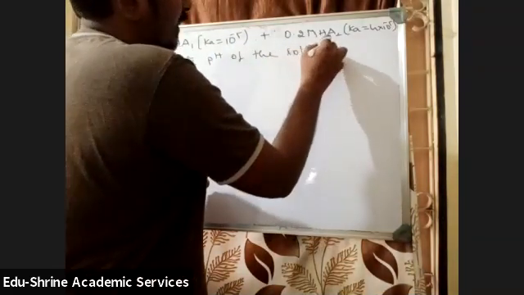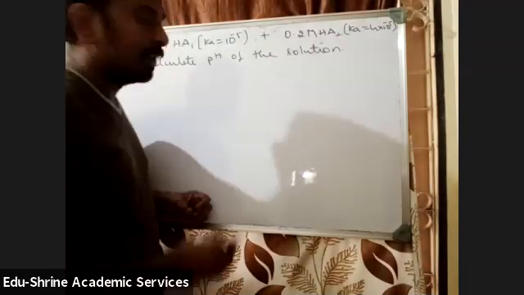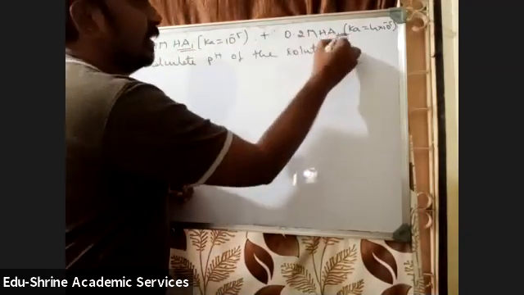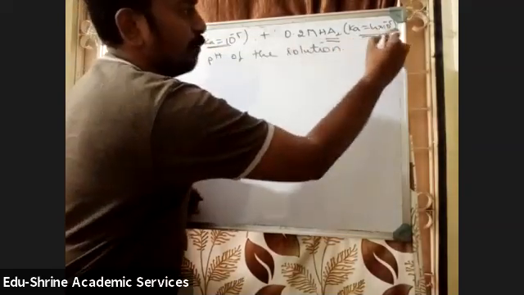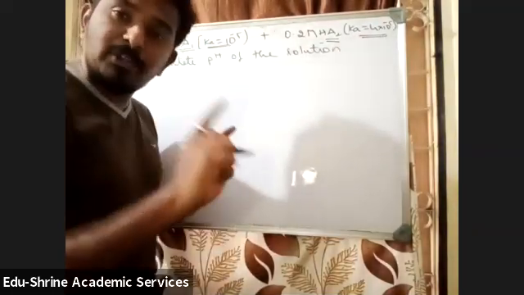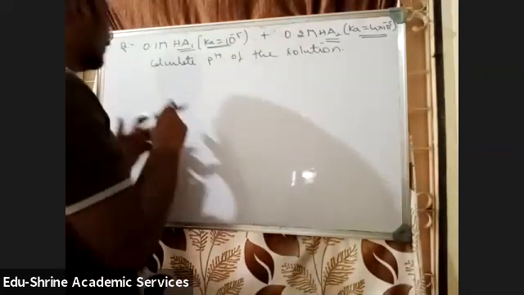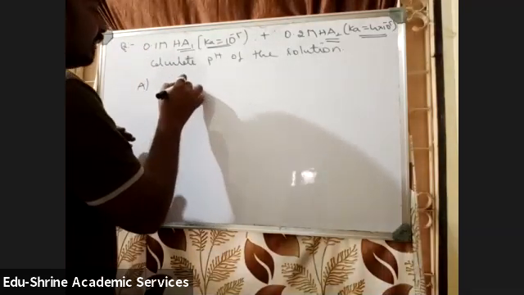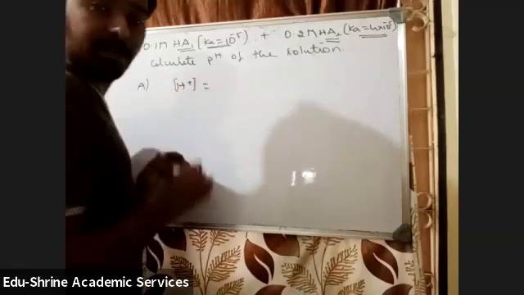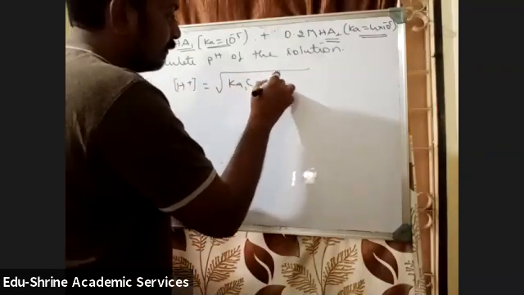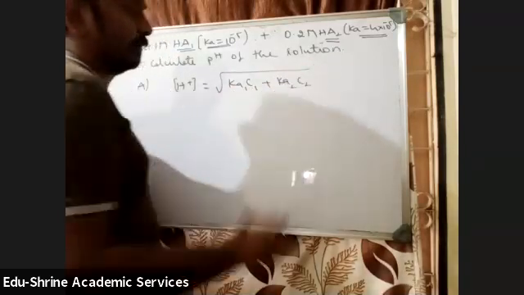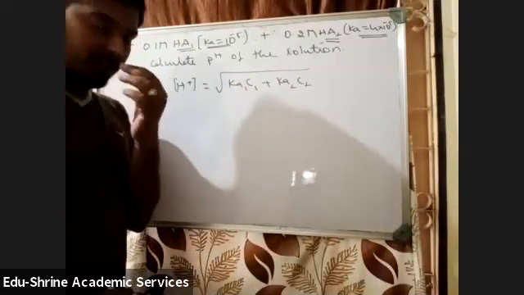Immediately after seeing the question, you must get an idea. One is HA1, the other one is HA2. That means there are two acids, and the Ka values are also given for both the acids. That means it is a mixture of weak acids condition. So you must get an idea that I need to calculate the concentration of H plus ions using the formula root of Ka1C1 plus Ka2C2. That's it.